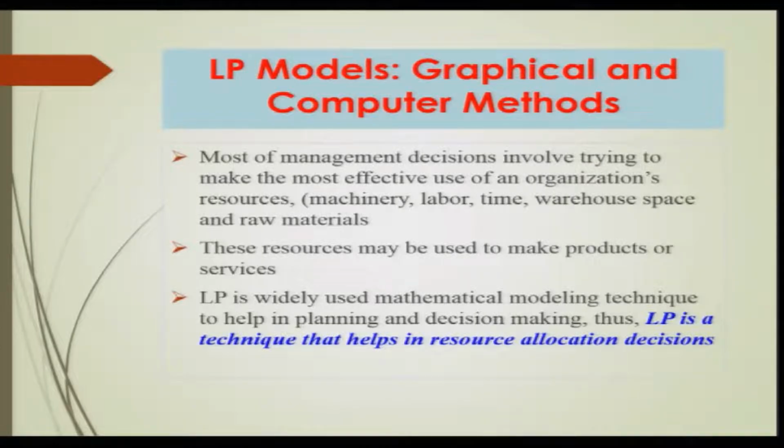Our main objective is that these resources may be used to make products or services. Products can be a car, a chair, a table, some paints, or transporting some goods from a warehouse to the distributors.